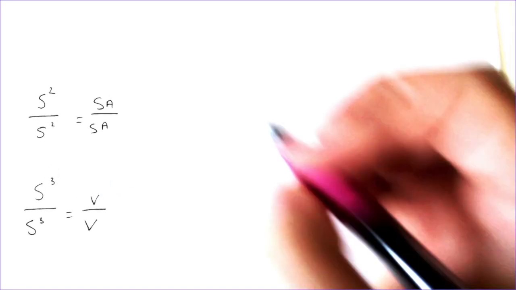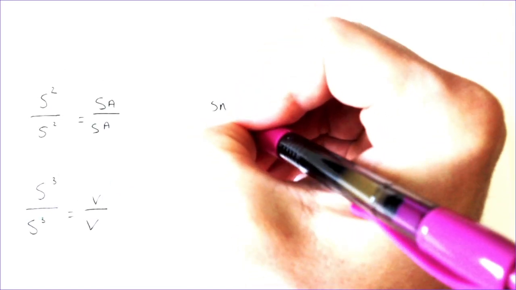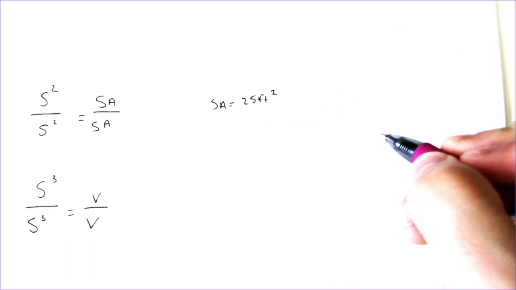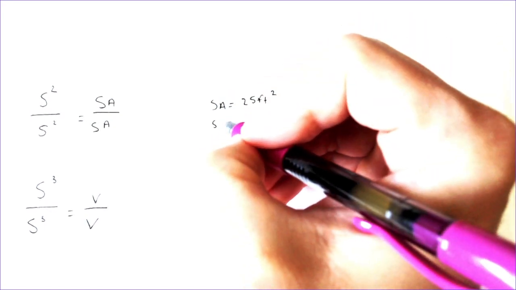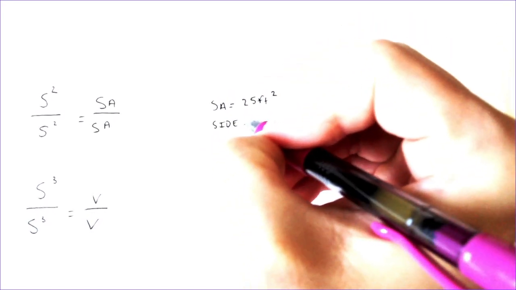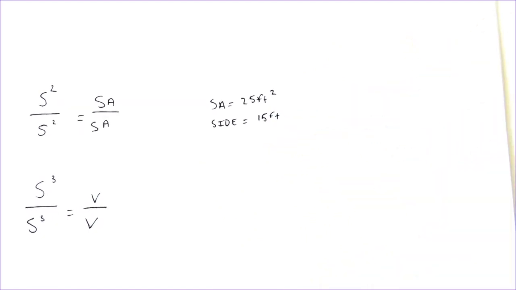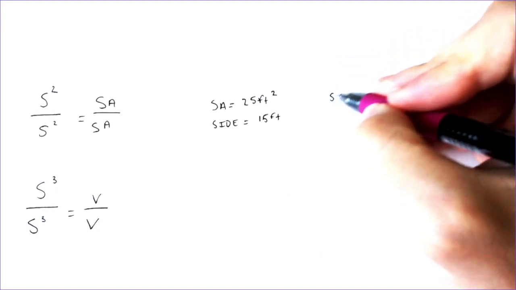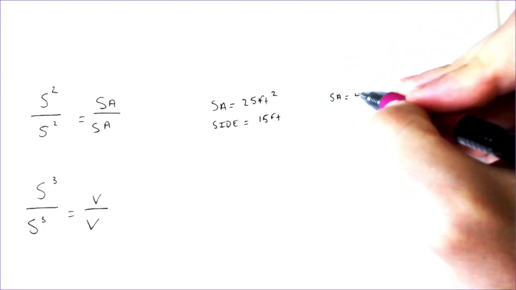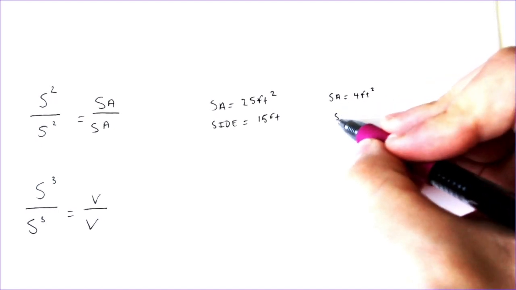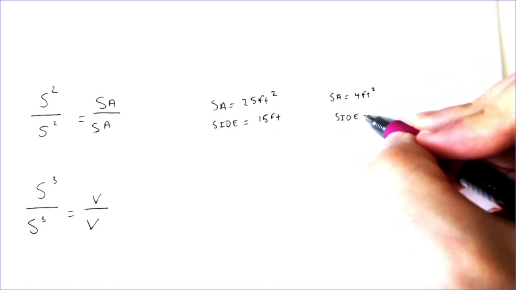So this first one, I'm going to be given the surface area of one particular shape is 25 feet squared. And the side of that shape is going to be equal to 15 feet. And then there is a similar shape to this that has a surface area of 4 feet squared. And I want to find the side of that smaller shape.